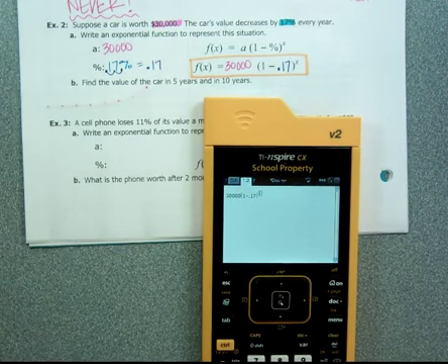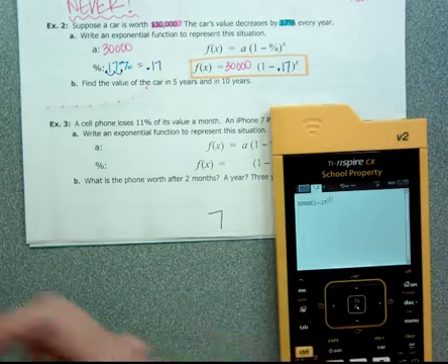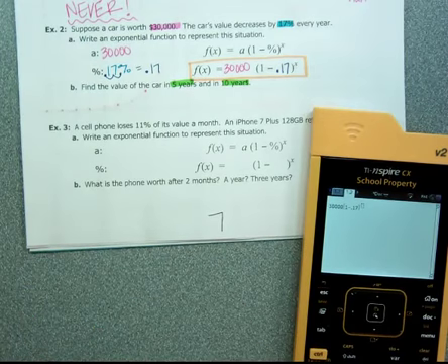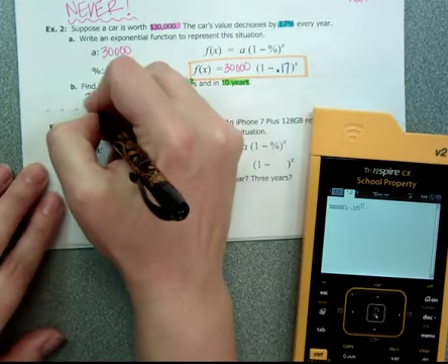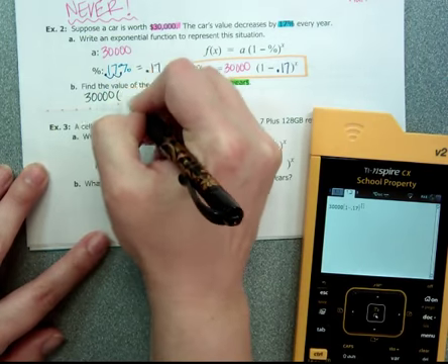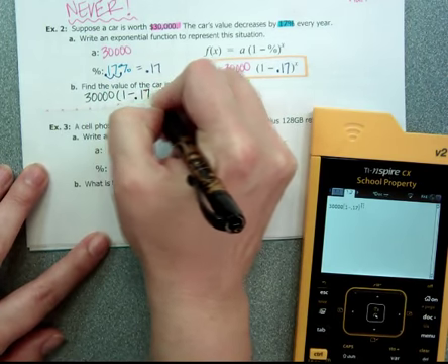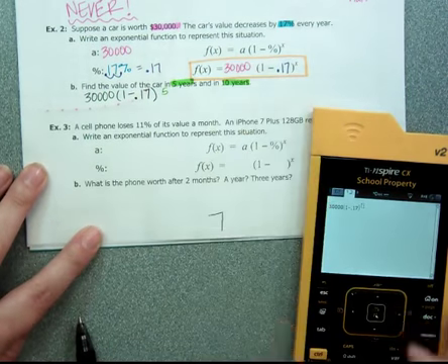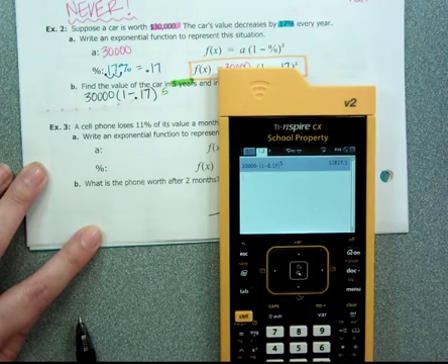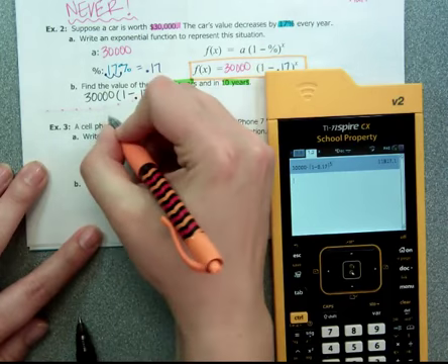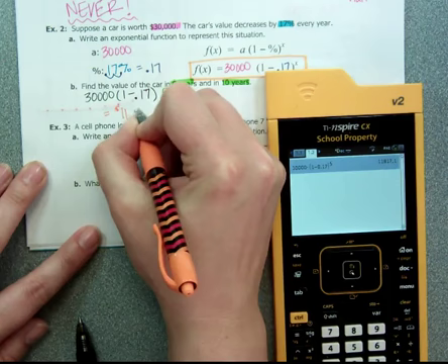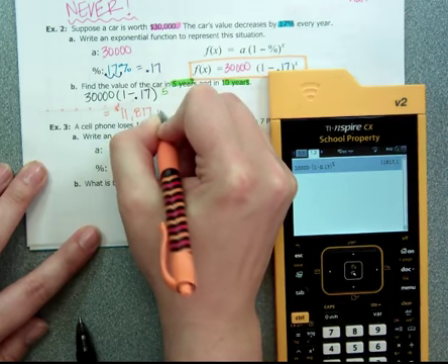Now what is it actually asking for here? Well, it's asking for two things. I need the value in 5 years and again in 10 years. So the first time I go through, 30,000 times 1 minus 0.17 to the 5th power. So I'm going to type in a 5. So after 5 years, it's worth $11,817.10.